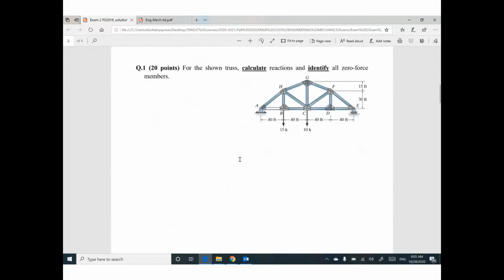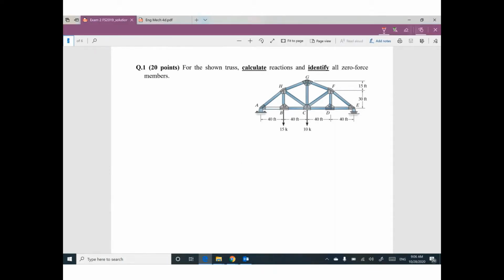First problem, we have a truss. We need to calculate reactions. This is the first part in this problem, reactions. Second part, please identify all zero force members. So let's focus on the first request, reactions.